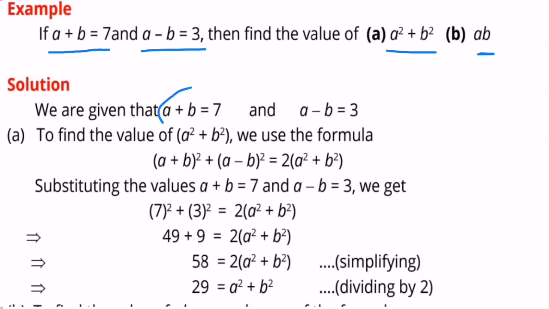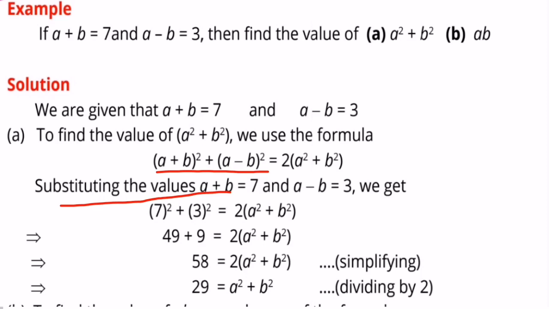We are given that a plus b is equal to 7 and a minus b is equal to 3. Now we know that (a plus b) whole square plus (a minus b) whole square is equal to 2 times (a² plus b²). Substituting the values of a plus b and a minus b in the given formula, 7 whole square plus 3 whole square is equal to 2 times (a² plus b²).